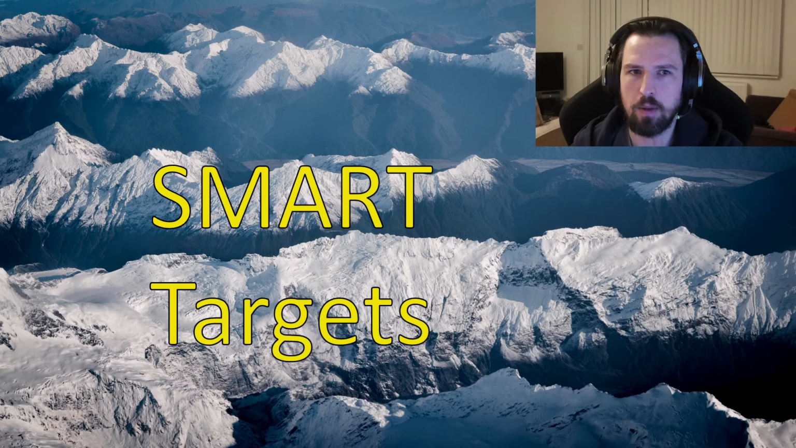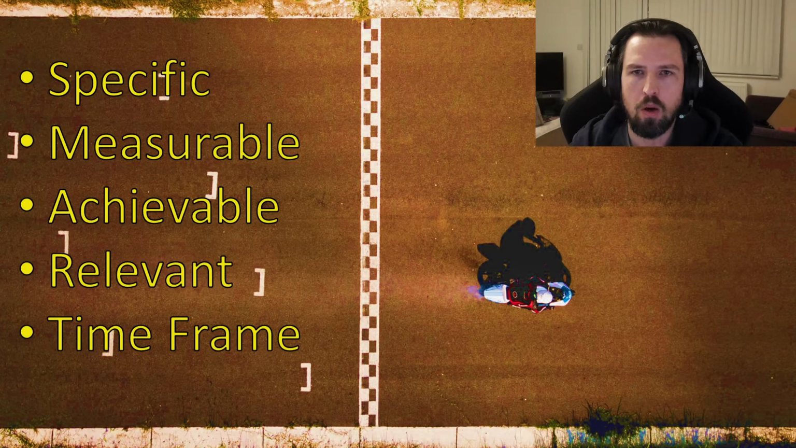a realistic manner. Okay, so instead of just being a normal talking head, I'm gonna be a little bit fancy and we're gonna do a little bit of presentation as well. So let's talk about SMART targets. And SMART is an acronym. So what is a SMART target? Well, SMART stands for specific, measurable, achievable, relevant, and time frame.